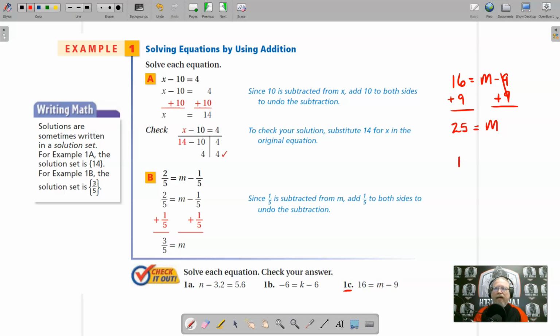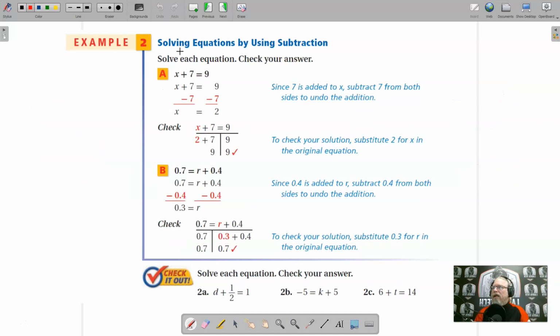Now if I plug that back into the equation, 16 equals 25, plugging it in for m, minus 9. 25 minus 9 equals 16. 16 equals 16. Indeed, the solution checks out. Looking at our next slide, we have example 2, where we're solving equations by using subtraction this time. Solve each equation and check your answer.